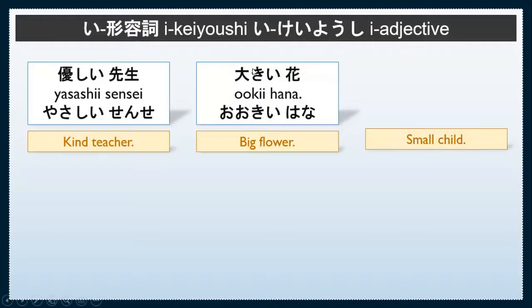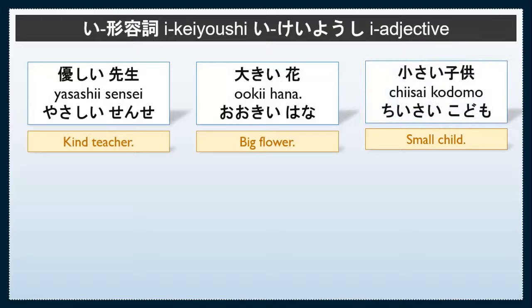Let us look at the next example. Small child. Small child is 小さい子供, chisai kodomo. The adjective ends with i. Now, adjectives are easy to remember if you remember them as opposites. Big, small. Big is oki, small is chisai. This is how it will be easy to remember the adjectives.